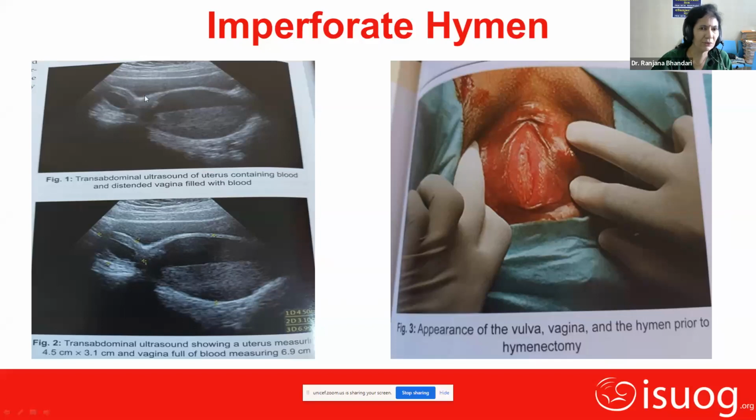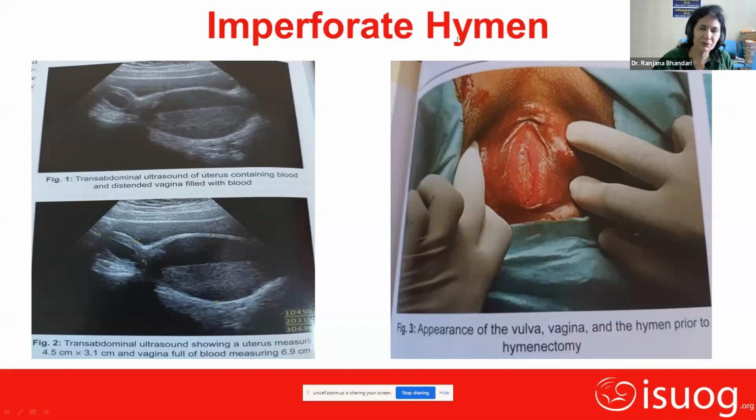a case of a lot of blood, hematocolpus and hematometra. But the hematocolpus, hematometra may occur due to vaginal agenesis also. This is a case of imperforate hymen, and in vaginal agenesis, there will be a dimple. In imperforate hymen, you will see a blue color bulging membrane.